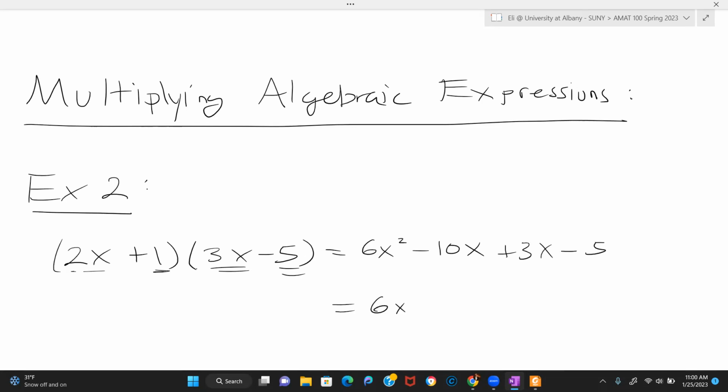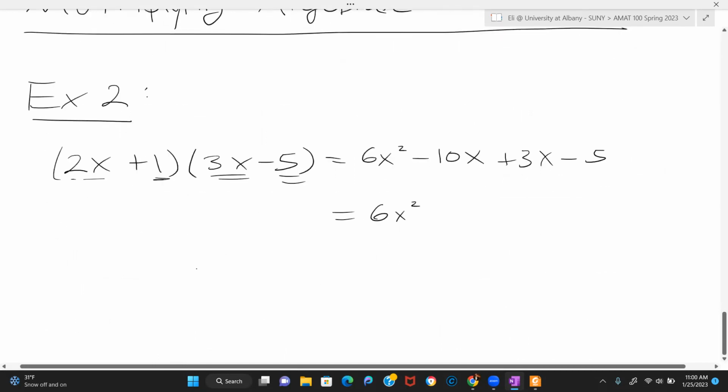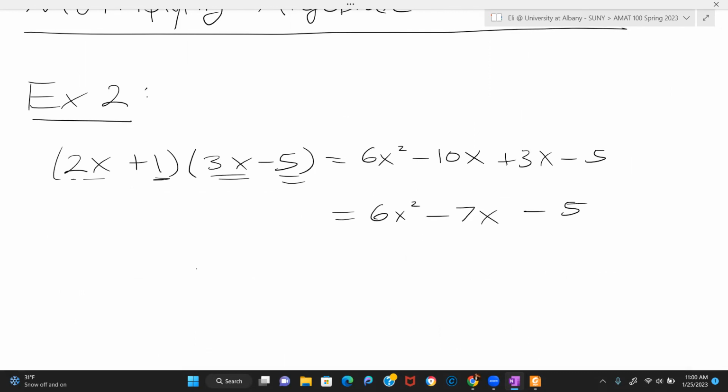And then I can simplify. Again, you could bracket these together and then factor out the x and then combine the coefficients. But at this point, having worked through this example right here, we know that to simplify this, we simply add the coefficients. So this is going to be 7x and then 5. All right.